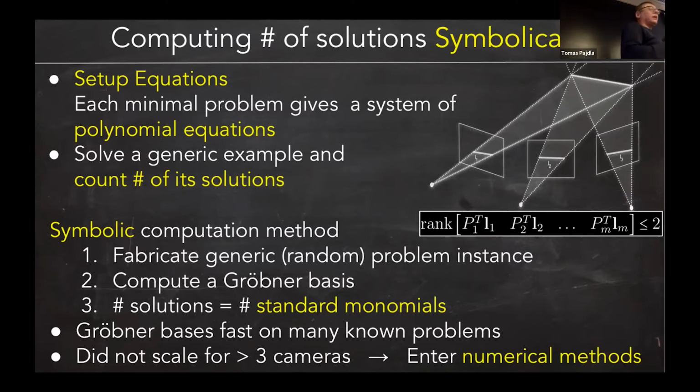The same thing can be done for general polynomial systems, it's just more complicated. The algorithm is a generalization of Gaussian elimination, it can always be computed, but it has a small problem: it is exponential in size, an exponential-space problem. So for problems which have more than 3 cameras, this is not really doable.